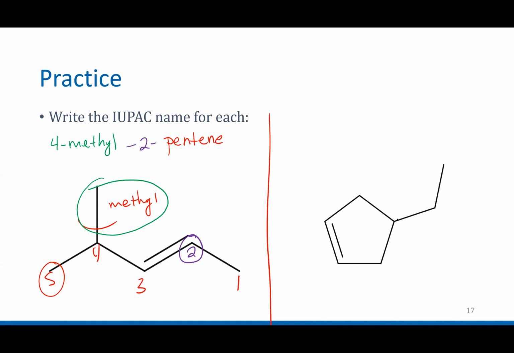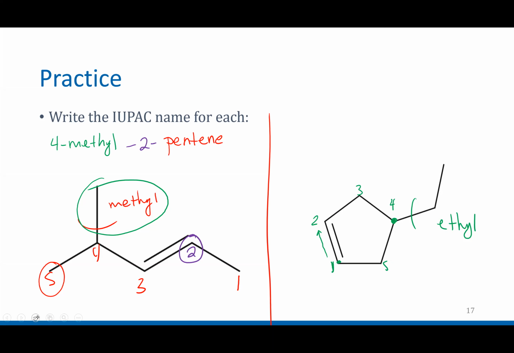I need to number this, and I want to number it so that I include the double bond, but I also hit this ethyl group at its lowest possible number. And there's really only two ways to do this, and I have a feeling we're going to get the same answer. So 1, 2, 3, 4, 5. That's one way to number this. Guys, remember, very important to note: when I'm numbering, I have to go over the double bond. I can't go 1, 2 that way. You need to go over the double bond.